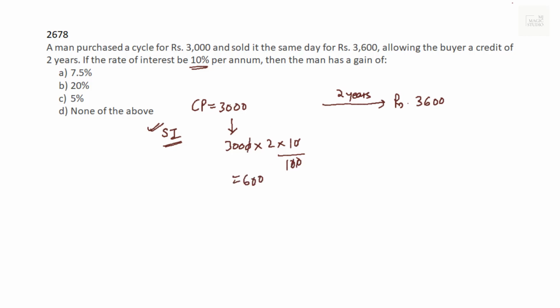That means his purchase value becomes rupees 3,600 at the end of 2 years if simple interest at 10% is considered. After 2 years he is getting back 3,600 and his monetary investment also becomes 3,600. His profit is 0. He is making no profit, no loss. Then the gain of the man is none of the above. And if compound interest had been considered, then he would have incurred a loss. Quite evident.